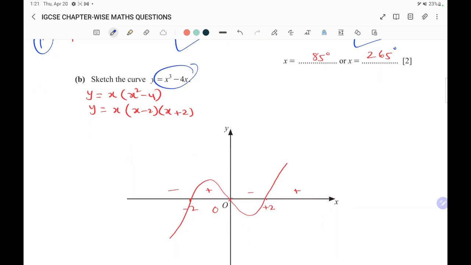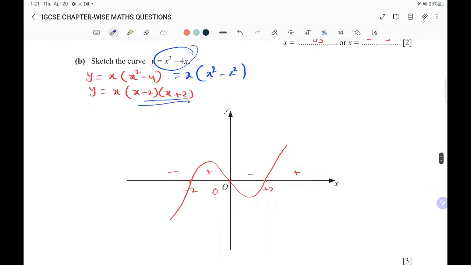Now sketch the curve y = x cubed minus 4x. Take x common: x times (x squared minus 4). Write 4 as 2 squared, so x squared minus 2 squared, which is (x minus 2)(x plus 2). So the roots are 2, 0 and minus 2.